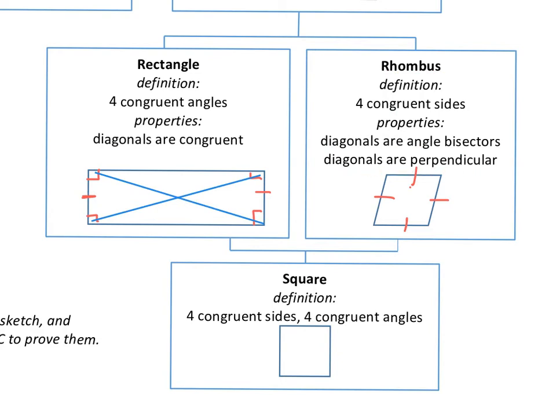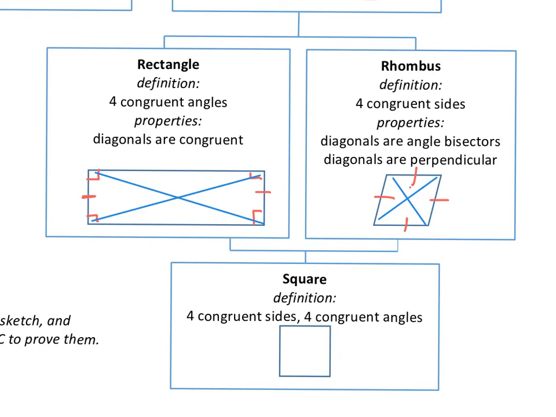So I'm going to go ahead and place the diagonals on the diagram. So there's one diagonal, and here is the other diagonal. And those two diagonals are angle bisectors, and also the diagonals are perpendicular to each other. And here's the reason why.